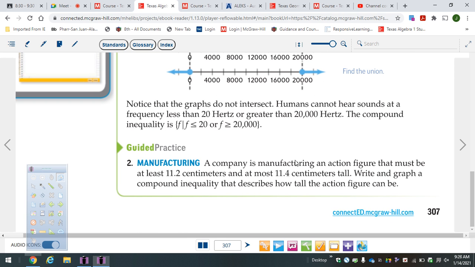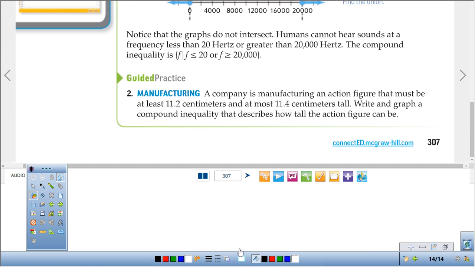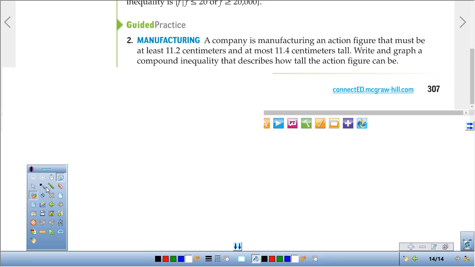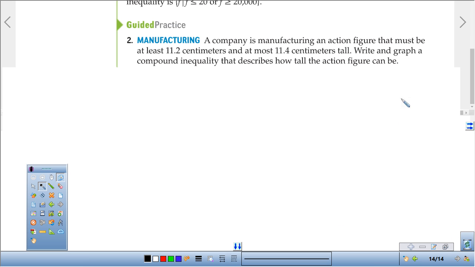A company is manufacturing an action figure that must be at least 11.2 centimeters, and at most that much. So it has to be at least and at most. Write an inequality and graph a compound inequality that describes how tall the action figure can be. Let's go ahead and copy that down real quick while I get this set up. I'm going to draw a figure real quick, just a stick figure if you don't mind.